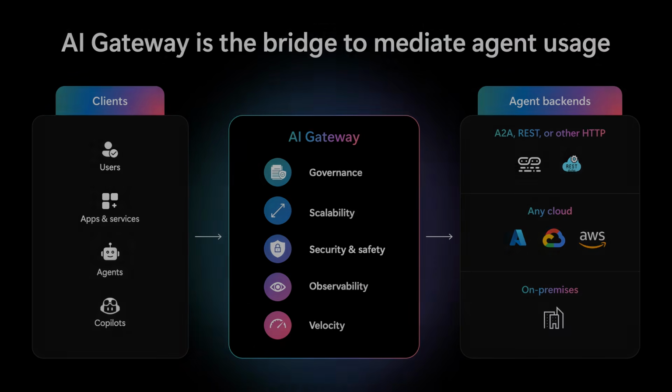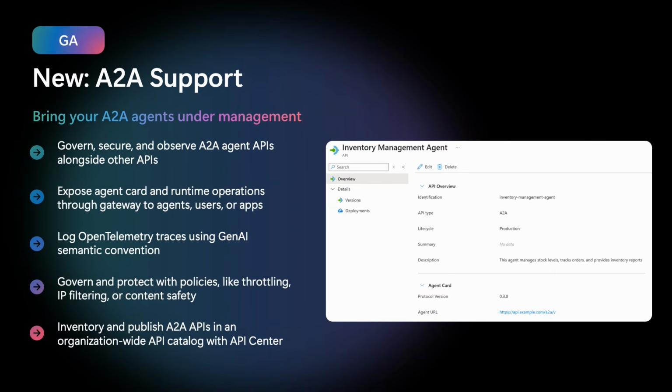And now for an announcement. Agent-to-agent support in Azure API Management is generally available today. A2A is becoming the backbone of multi-agent architectures. And starting now, you can bring your A2A agents under the same enterprise-grade management you rely on for REST APIs. Same governance, same security, and same observability. Today, we are GAing governance, security, and observability across A2A agent APIs alongside all your other APIs.